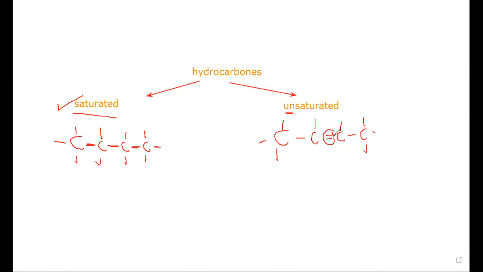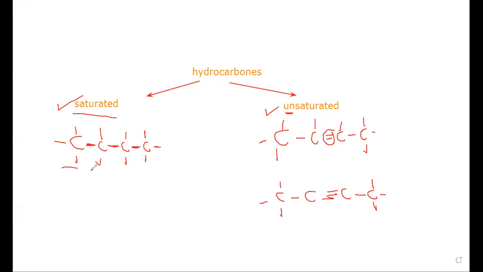So once we find there is a double bond, or maybe a triple bond, like this example, you can find that the second and the third carbon are attached by a triple covalent bond, so this is also considered to be unsaturated.